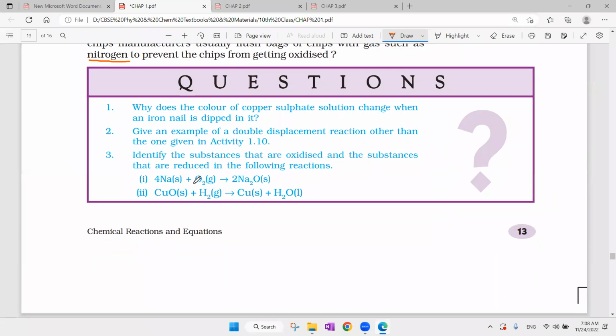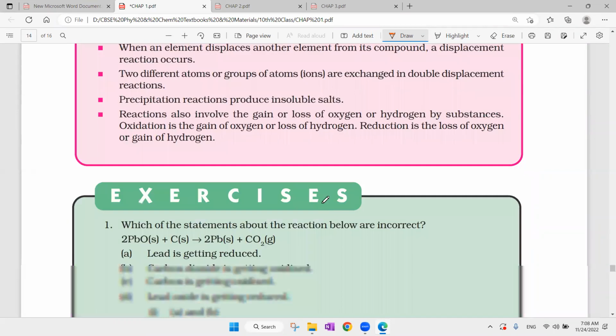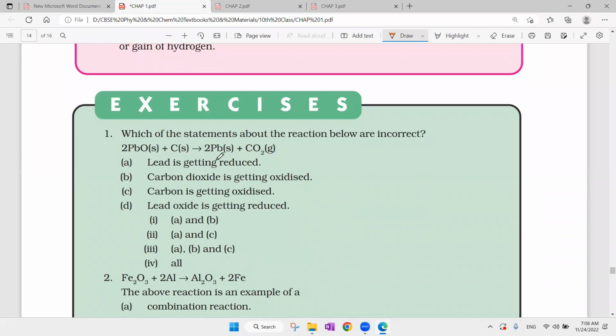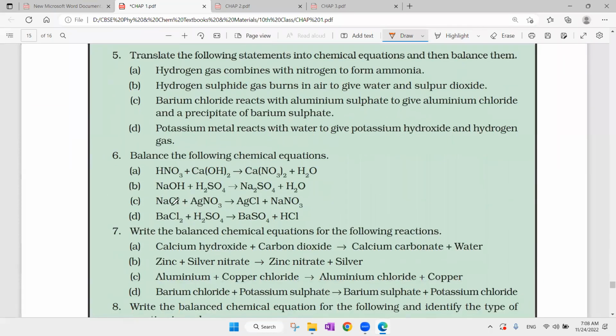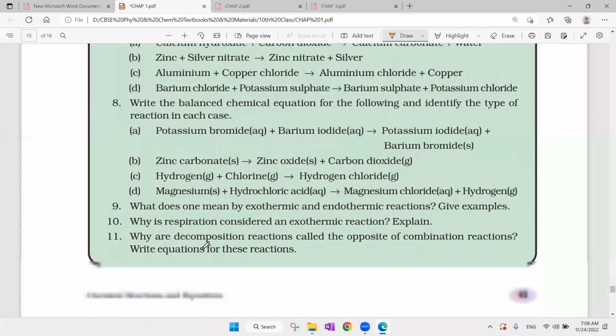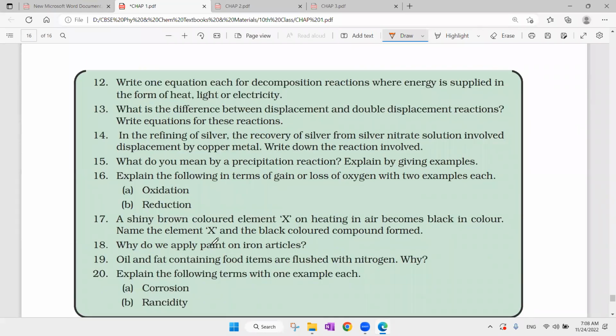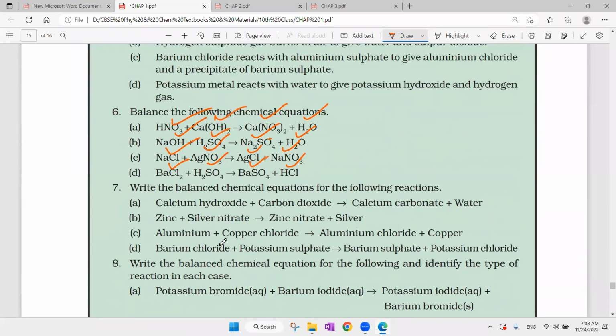Like that. Here, sodium plus oxygen gives rise to sodium oxide. Copper oxide plus hydrogen gives rise to copper plus water. In the exercise, lead oxide plus carbon gives rise to lead plus carbon dioxide. Iron oxide plus aluminum gives rise to aluminum oxide plus iron. Nitric acid plus calcium hydroxide gives rise to calcium nitrate plus water. Sodium hydroxide, sulfuric acid, sodium sulfate, water, sodium chloride, silver nitrate, sodium nitrate, barium chloride, sulfuric acid, barium sulfate, hydrochloric acid. Like that, chemical formulas and chemical equations.